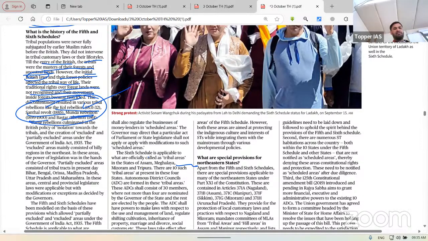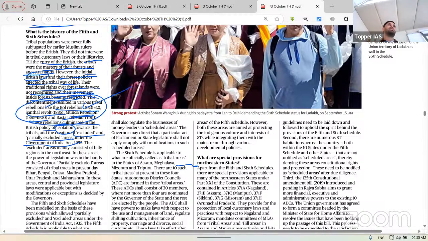These rebellions culminated in the British policy of isolation. Now the British are following a policy of isolation towards the tribals. That means let's not touch them, let's not interfere, because rebellions were increasing. So they created these areas called excluded areas and partially excluded areas. Under which act? Government of India Act of 1935. These excluded and partially excluded areas are like foundations for our 5th and 6th schedules.